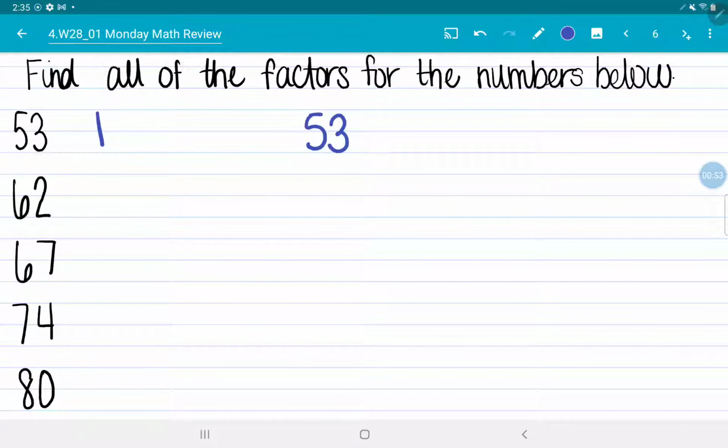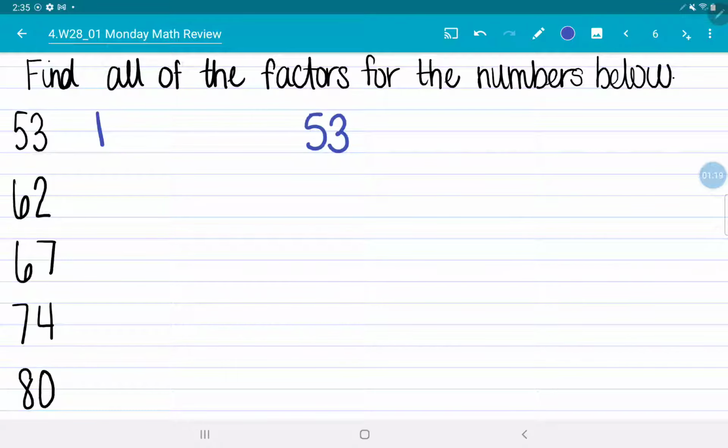Will 2 be a factor of 53? No. Why not, Bryce? Start with the 2 or 0. Okay. What do they have to end with? An even number. Yeah, it should have an even number in the ones place. That's how we know if a number has a factor of 2 or not. And since 3 is not even, we know 2 will not be a factor.